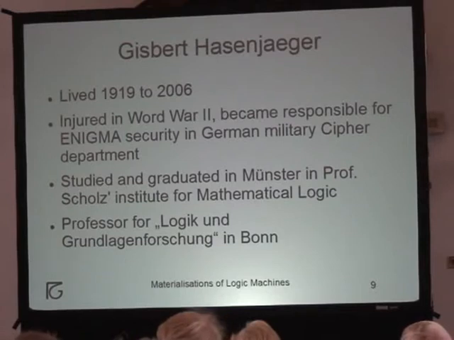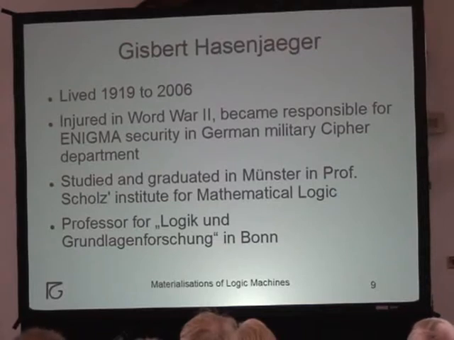Gisbert Hasenjaeger is the other person I'm going to talk about today. He lived from 1919 to 2006. I never met him, unfortunately, although I studied in Bonn for some time, and I have read his manuscripts for my lectures. Maybe history would have changed, but it didn't. He was injured in World War II, so he did not need to go to the front again, and became responsible for the Enigma security in the German military cipher department. He studied and graduated in Münster under Professor Scholz and Professor Hermes in the Institute for Mathematical Logic, and then became a professor for logic and basic scientific research in Bonn.